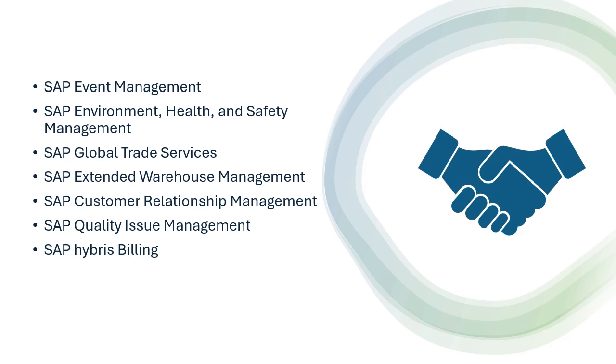Then we have SAP Customer Relationship Management, which enhances customer engagement by providing tools for effective service delivery, sales, and marketing, with features like a 360 degree view of customer interaction, which also allows logistics service providers to tailor their offerings and maintain close relationships with clients. And then we have SAP Quality Issue Management. This handles compliance and quality issues across business processes. It also provides tools for documentation, resolution, and analysis of quality related challenges.